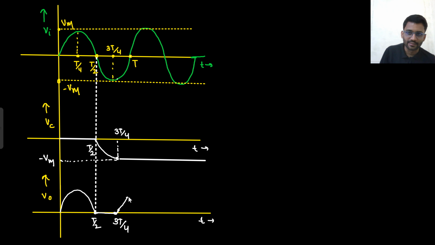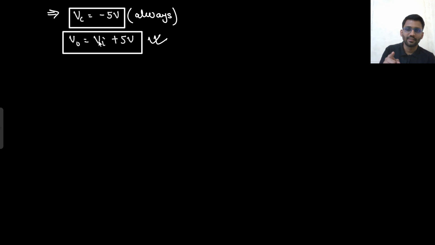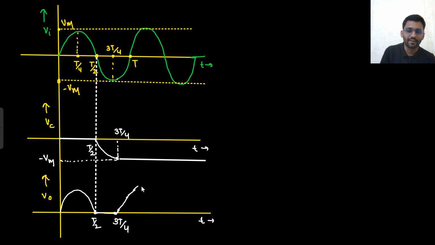So it is rising like this. When input voltage is 5 volt, what will be my output voltage? When input voltage is 5 volt, output voltage will be 10. When input is 0 volt, again it will be 5. And when input is minus 5, it will be 0. Right? Are you getting this point?